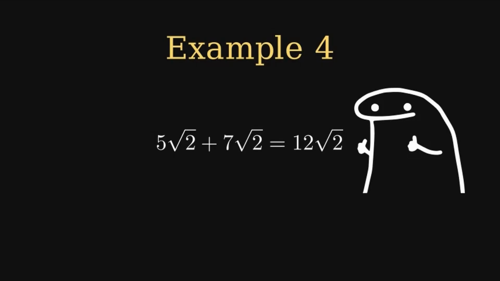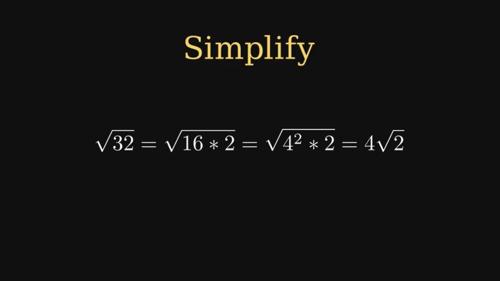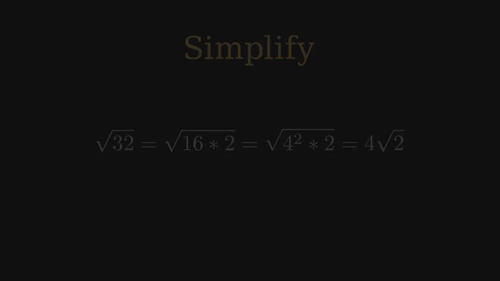But sometimes you have to simplify these surds for some reason. Simplify basically means turning the surds into their simplest form. 32 is 2 times 16, so root 32 is equal to square root of 2 times 16, and that's equal to root 2 times 4 squared, and that's equal to 4 root 2.